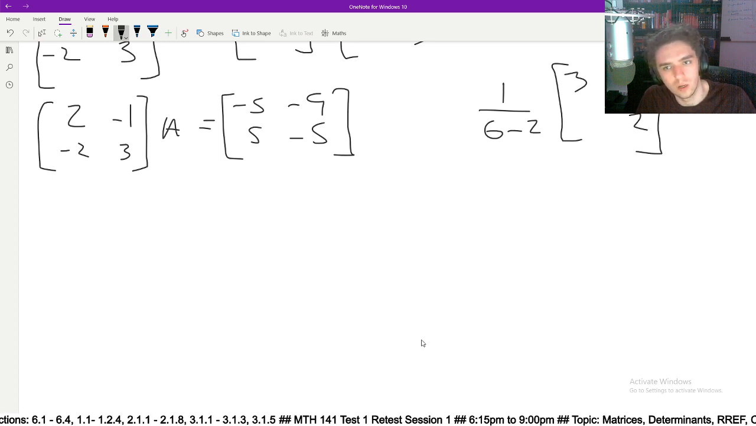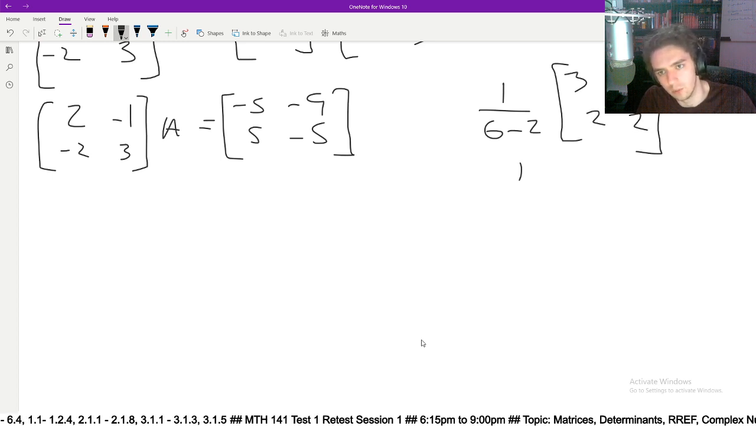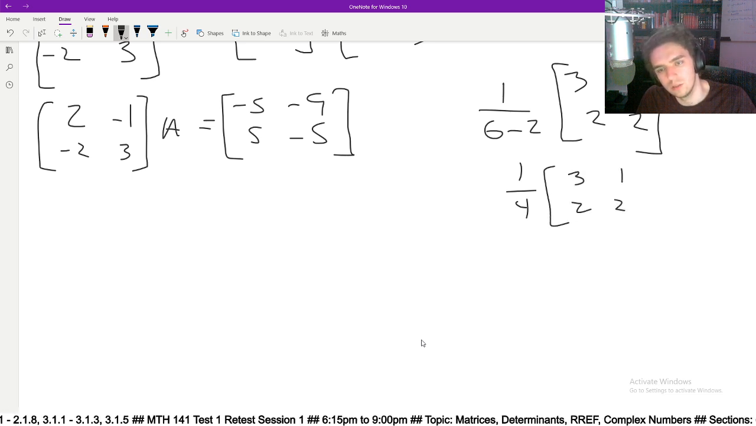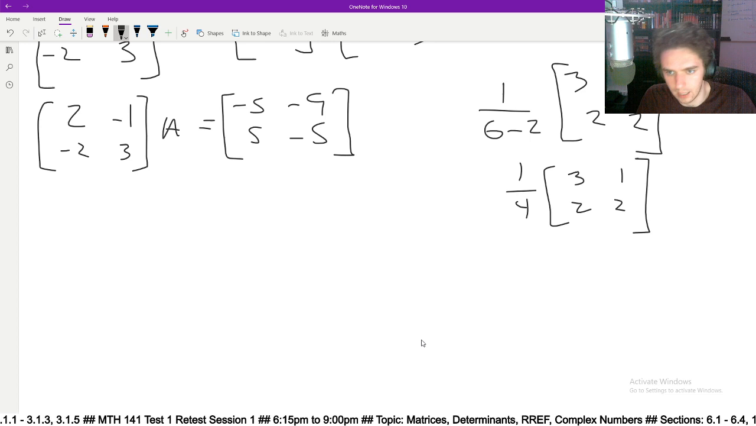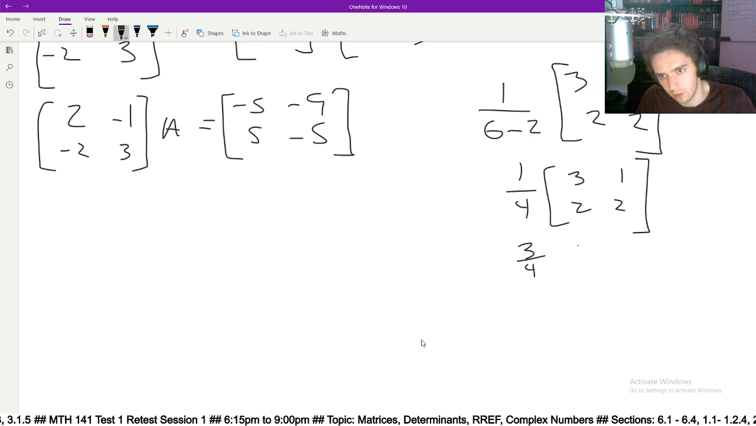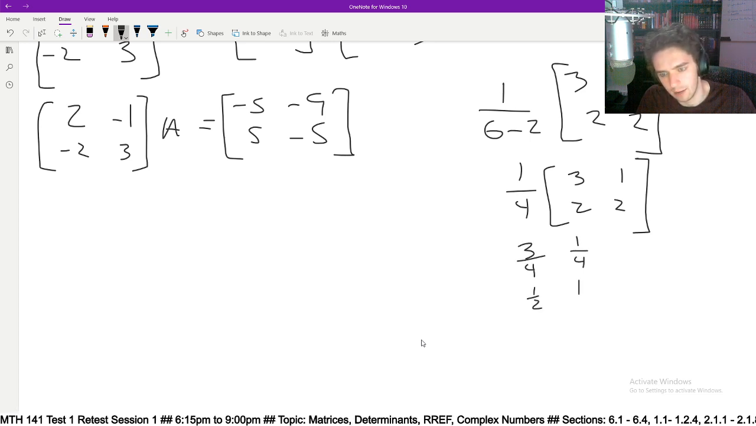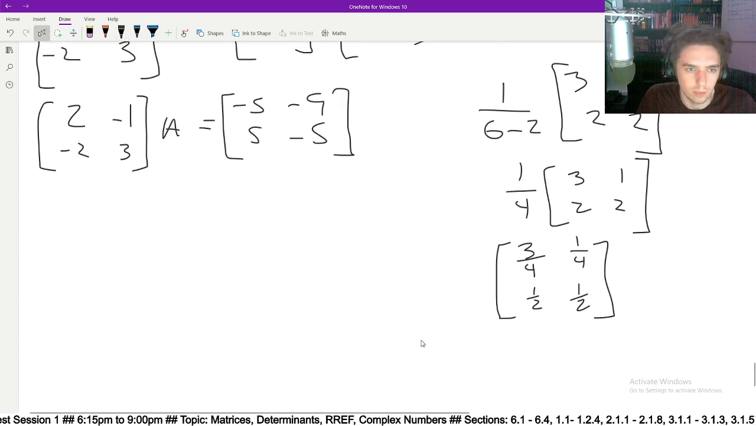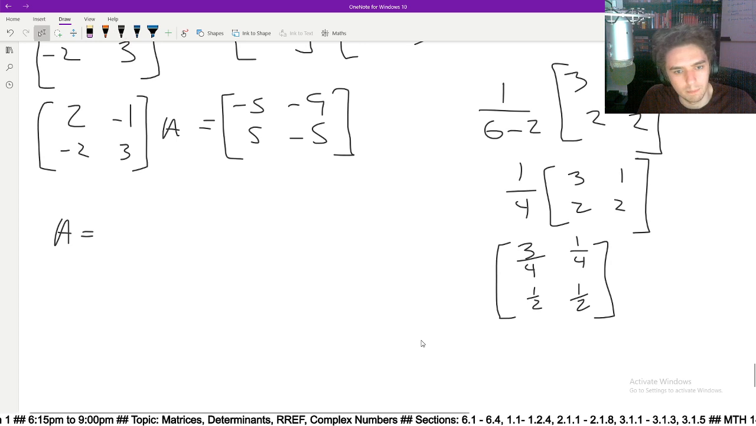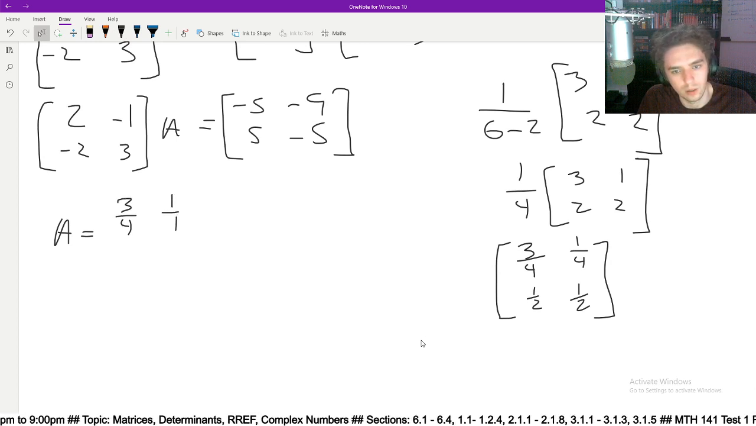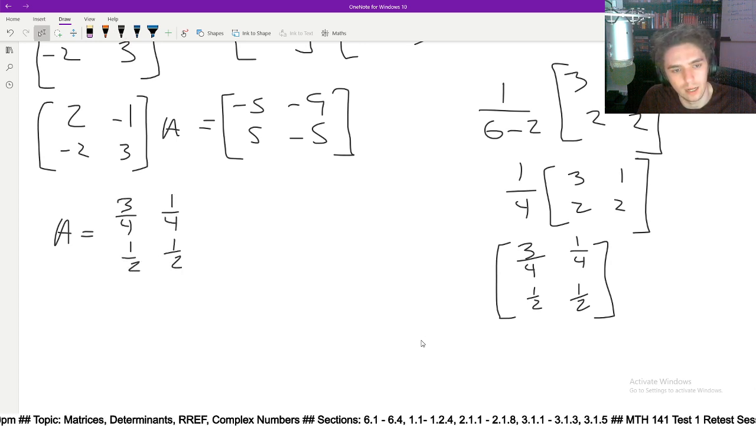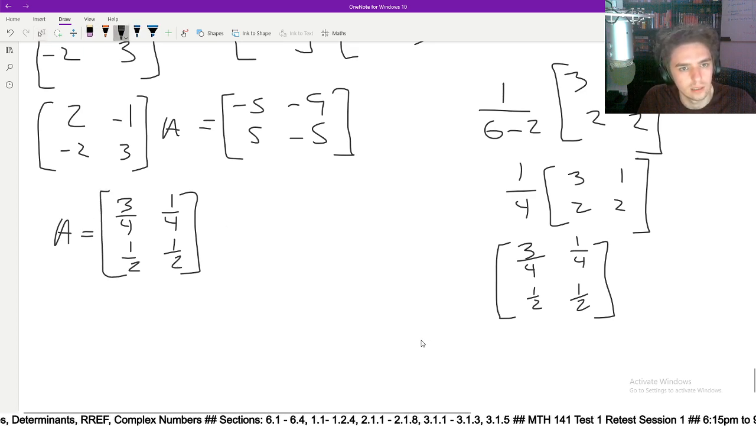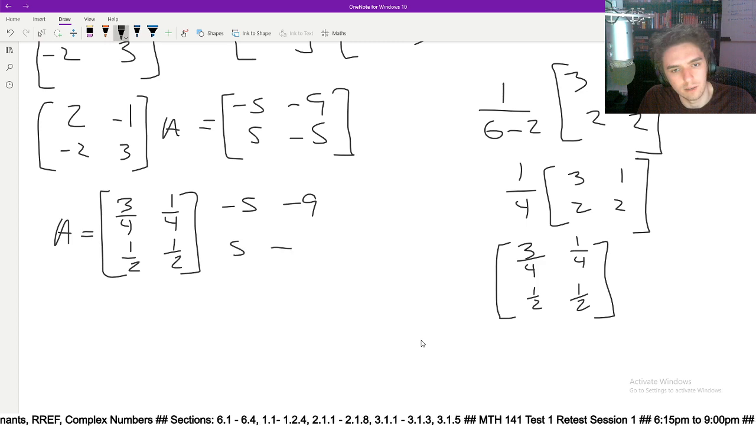3, 2, 1, 2. And so that's going to be 1/4, 3, 1, 2, 2. And I should actually multiply this. So 3 over 4, 1 over 4, a half, a half. Okay, that's the inverse. So left multiply both sides, A equals 3 over 4, 1 over 4, 1 half, 1 half, times this matrix. Minus 5, minus 9, 5, minus 5.